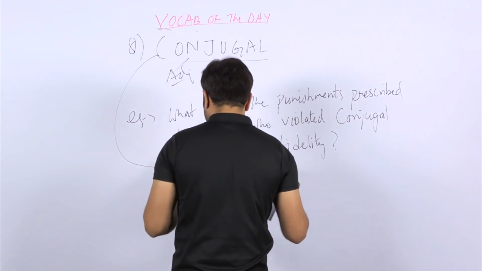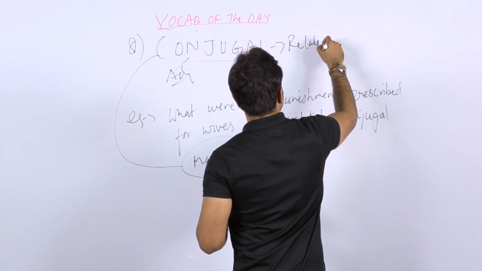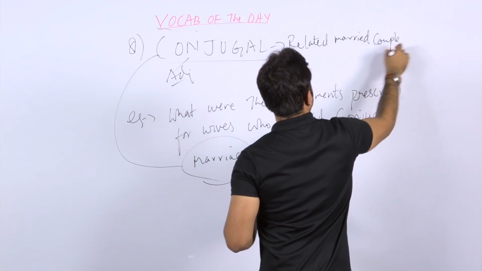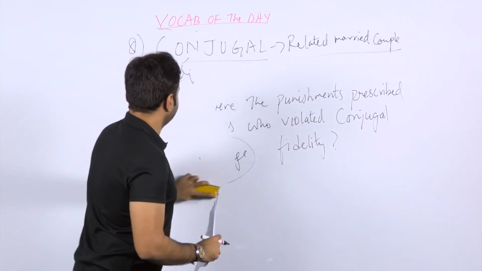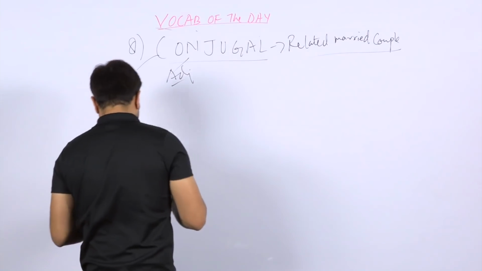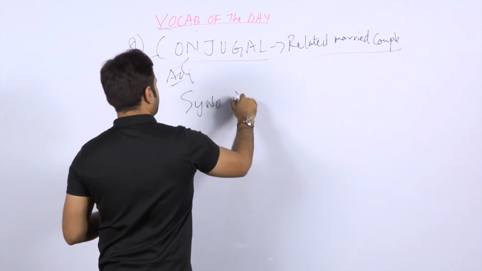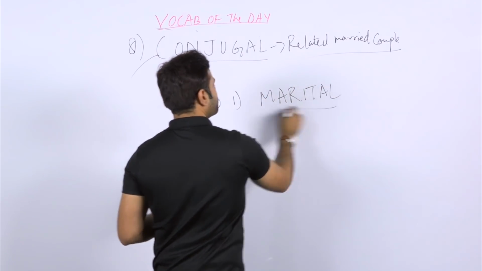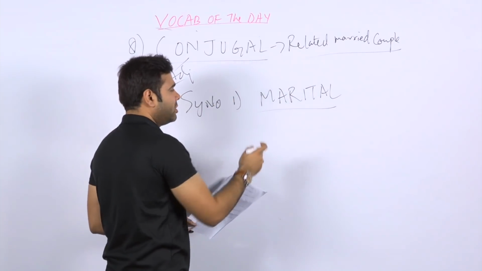So conjugal is related to marriage, you can say. Adjective related to married couple. Fine. Now, what are the words we can take? The synonyms: the first one is marital. It's a simple word, students. I think you can connect with the word marital because conjugal is related to married couple or marriage.